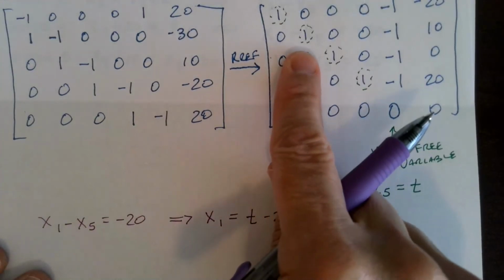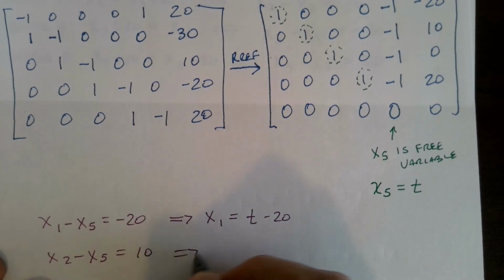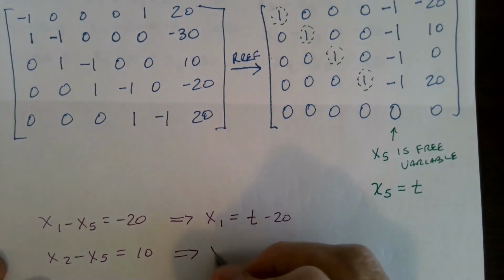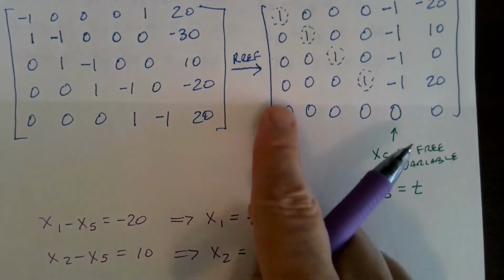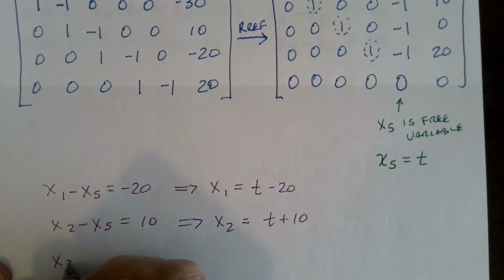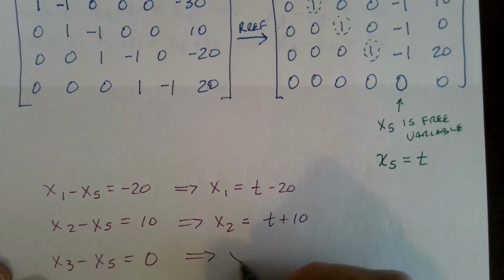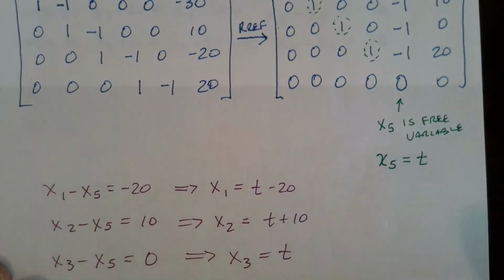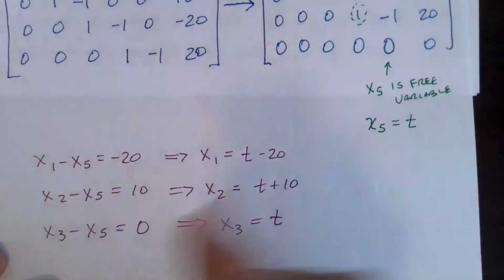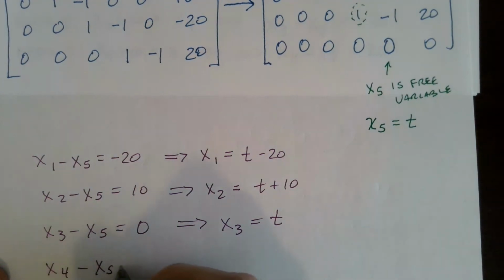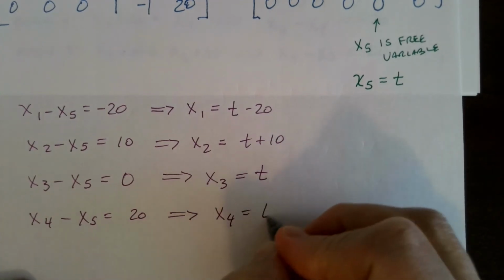The second equation is x of 2 minus x of 5 equals 10. And again, I add the x of 5, which is t, and I get x of 2 is t plus 10. Third equation, x of 3, and this is equal to 0. So if I add x of 5, I get x of 3 is equal to x of 5, but I'm going to write t for x of 5 again. Then x of 4 minus x of 5 equals 20. Again, add x of 5 or t, I get x of 4 is t plus 20.